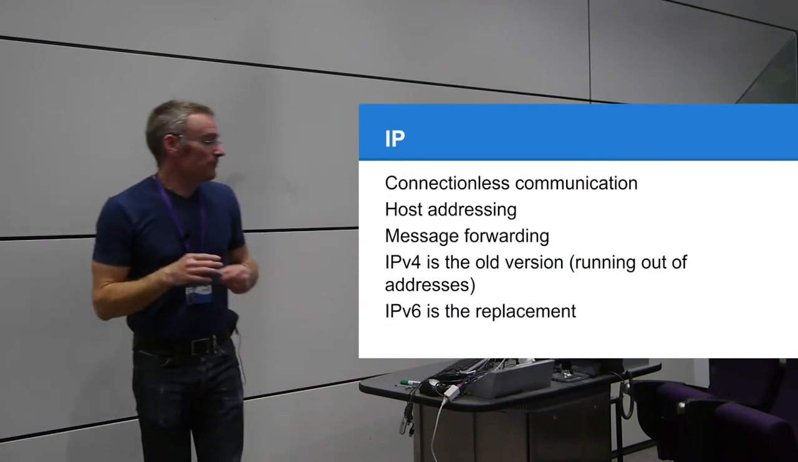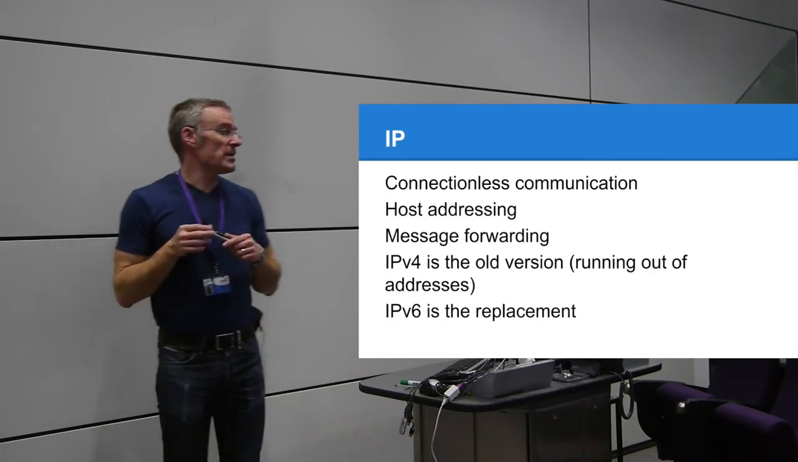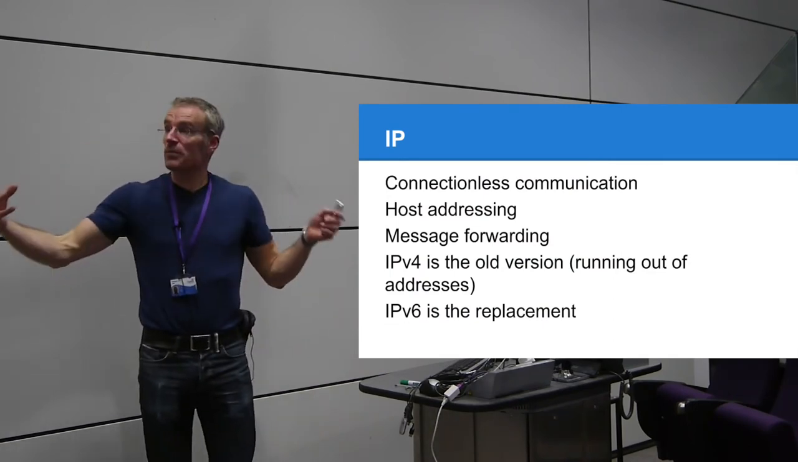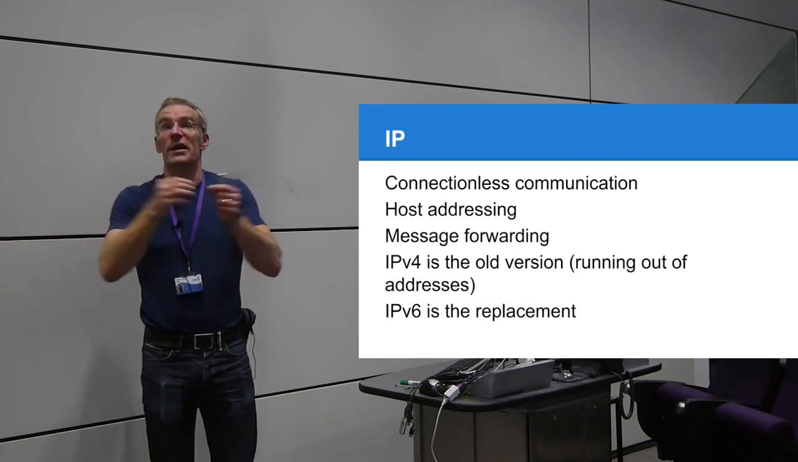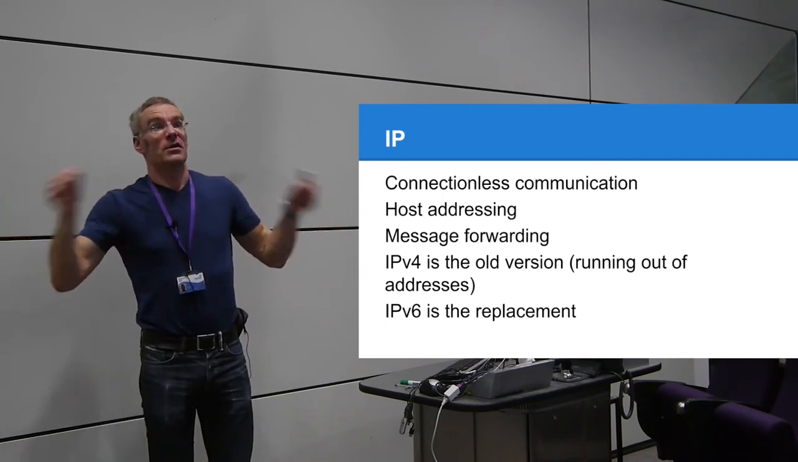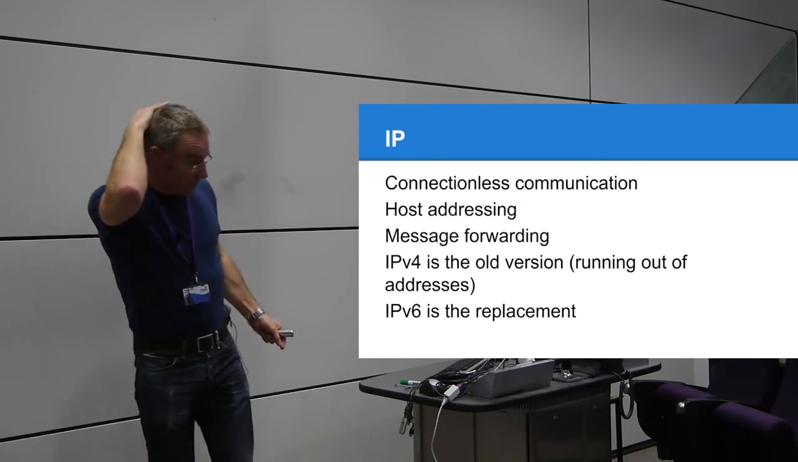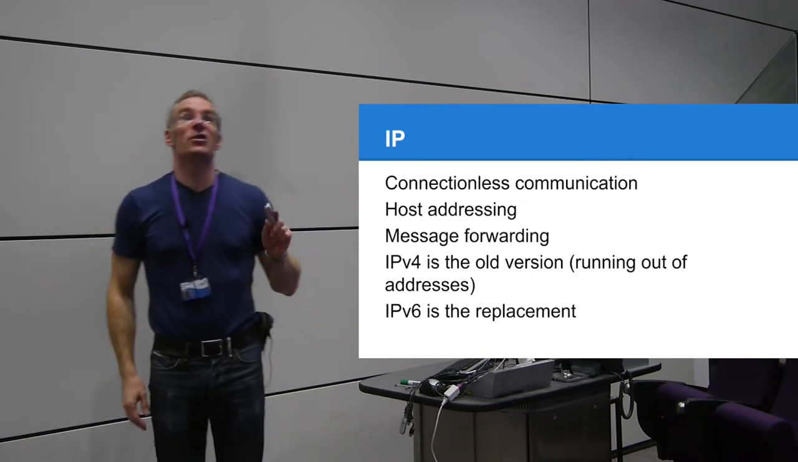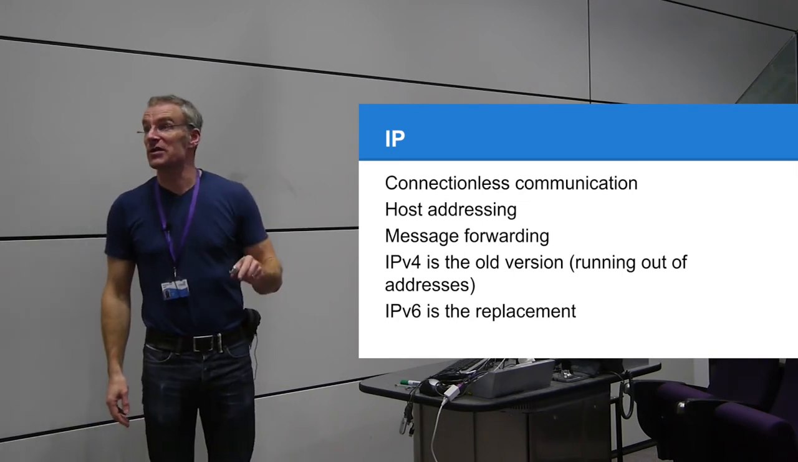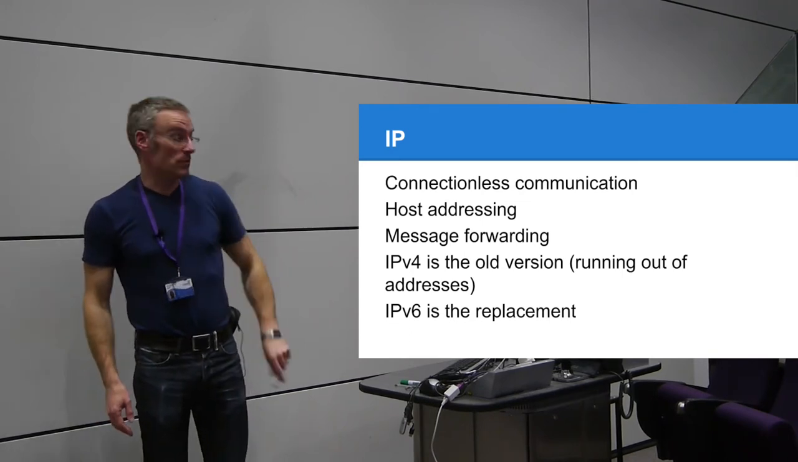So the idea is, IP allows two computers to talk to each other without a direct connection between them. So it bounces data around the system. And for this to work, every computer has to have a unique address that it can be found on the internet. And that's where the IP address comes in.